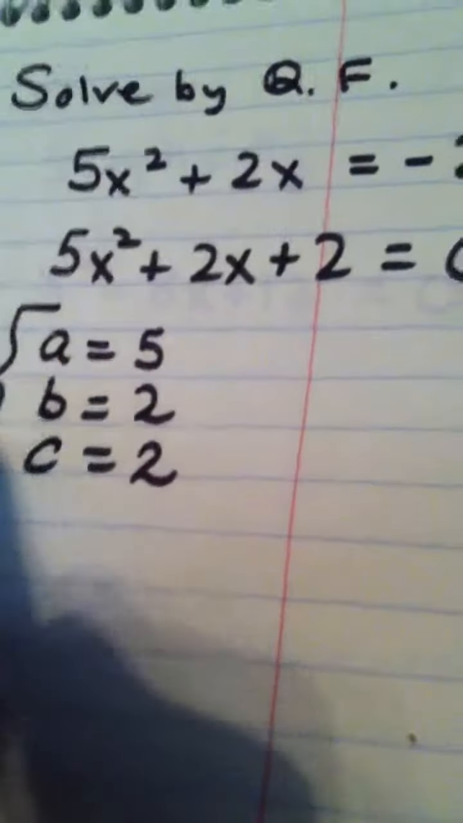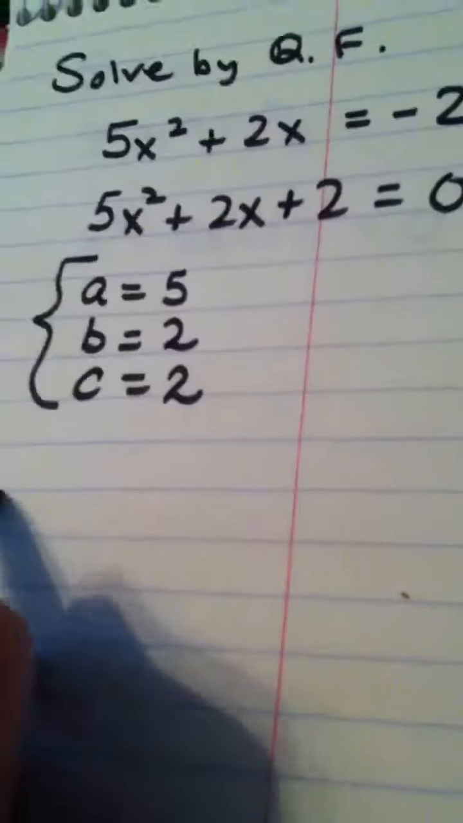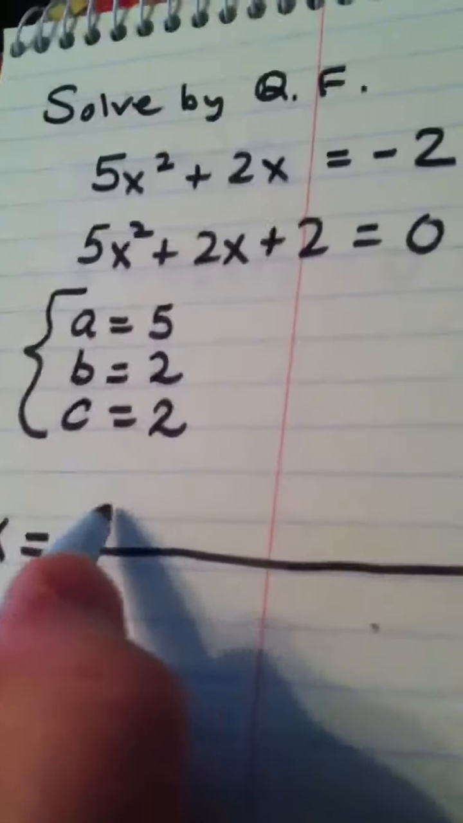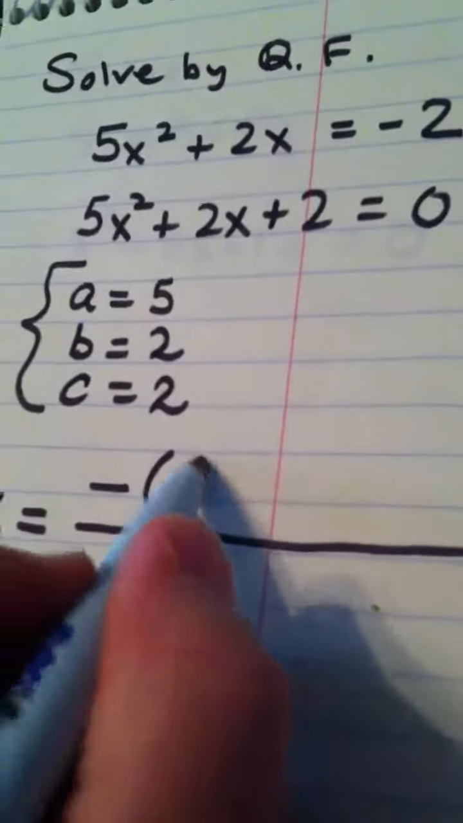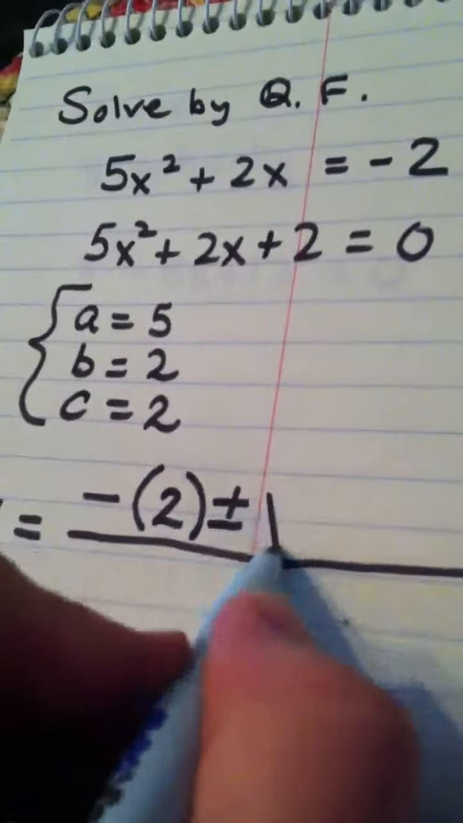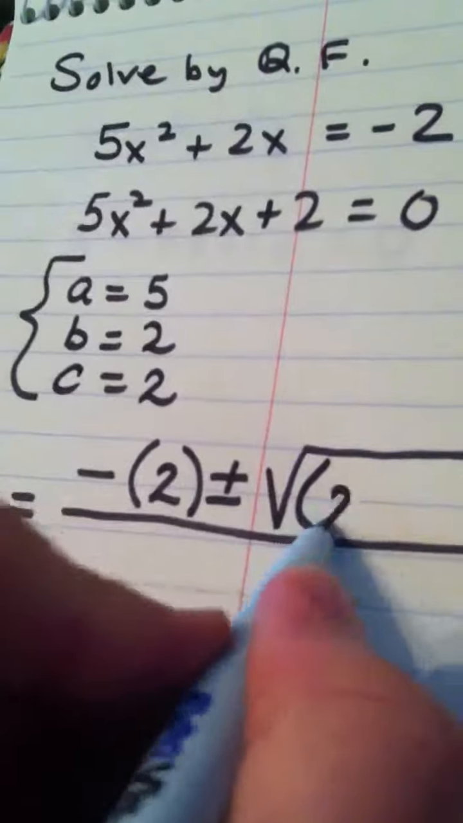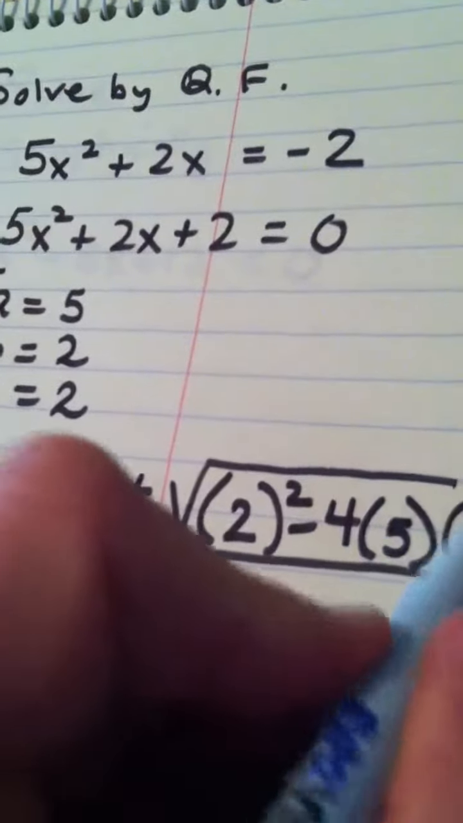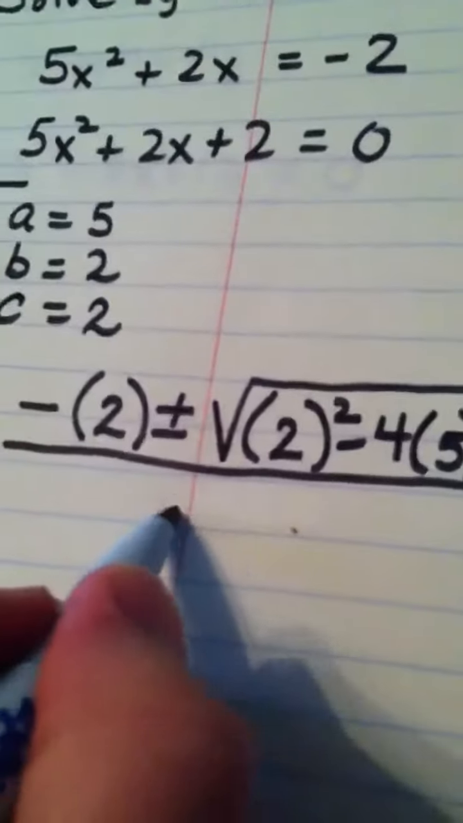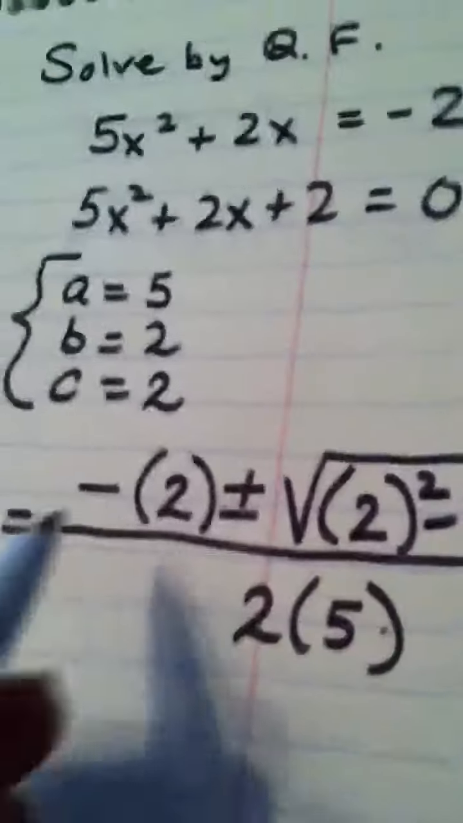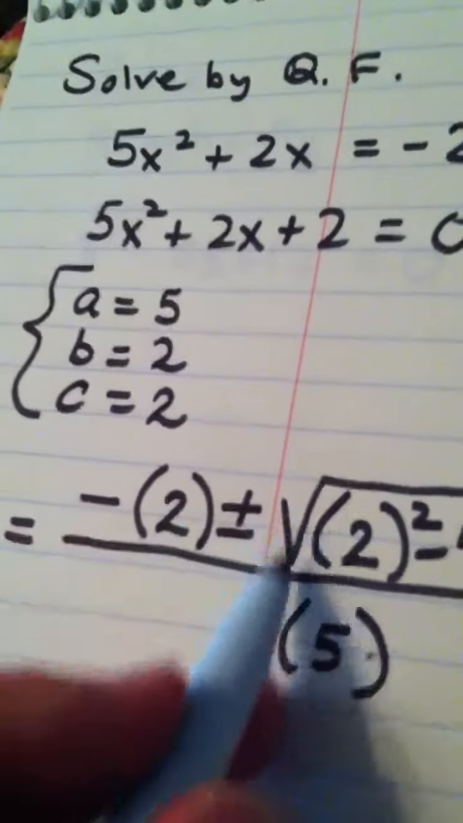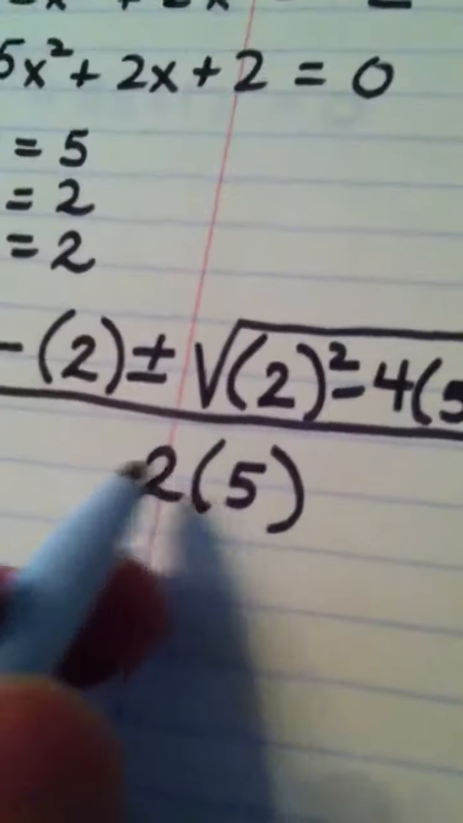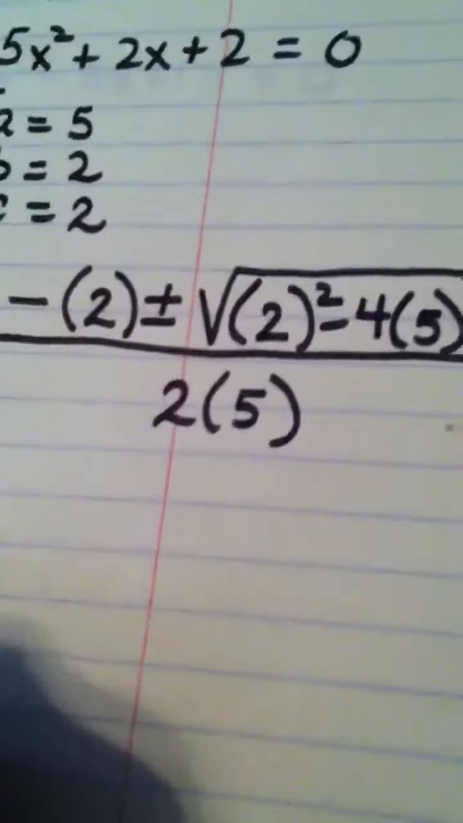So here's my legend that I use to plug into the formula. X equals, let's draw my line the whole way across, opposite of B plus or minus the square root of B squared minus 4AC, all divided by 2 times A. So opposite of B plus or minus the square root of B squared minus 4AC, all divided by 2 times A.